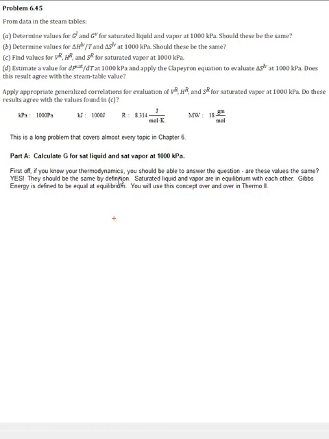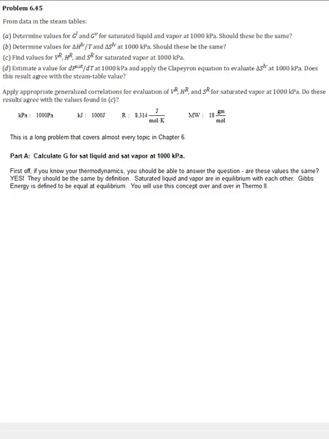As I note here, you're going to use this concept over and over in your second semester thermodynamics course. So make sure you get that embedded in your mind.